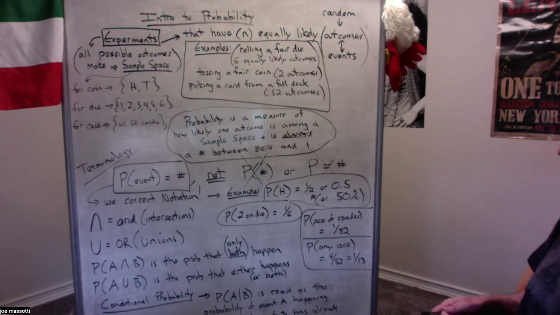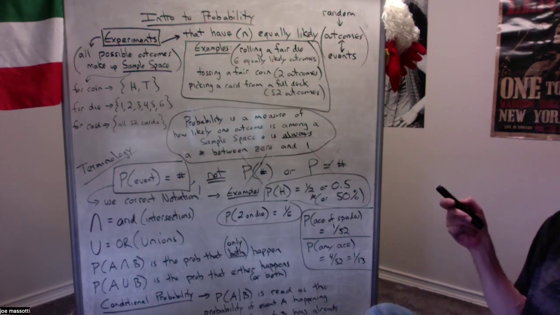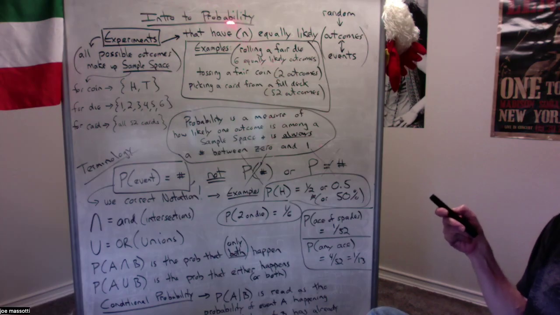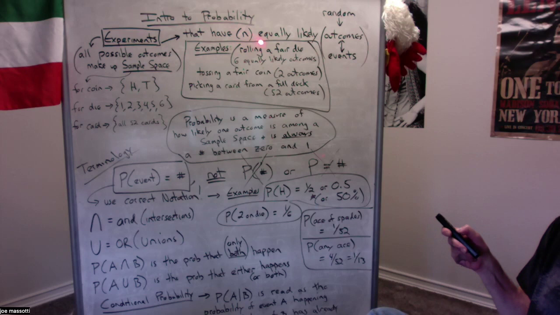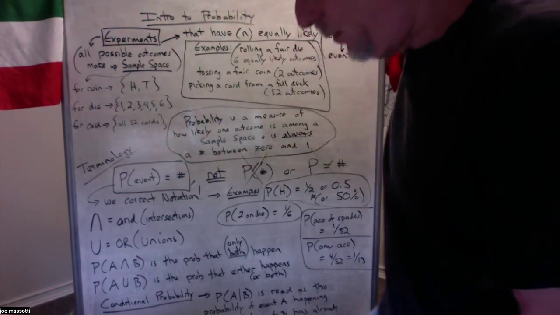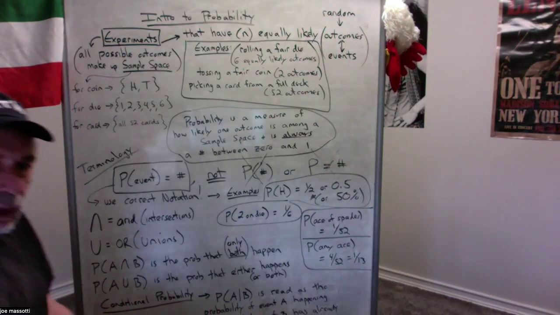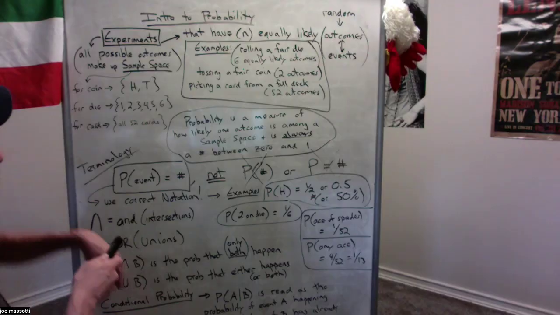So let's look at some of these things. Probability basically has to do with performing experiments that have n equally likely random outcomes. We call those outcomes events. All right? So I'm going to sit on this side. We call those outcomes events.